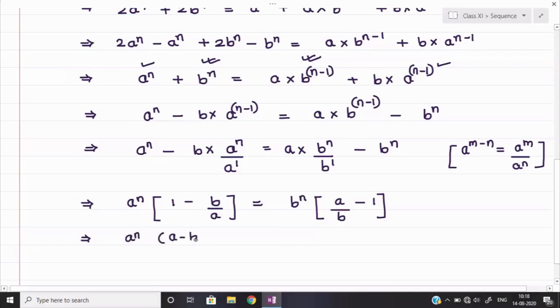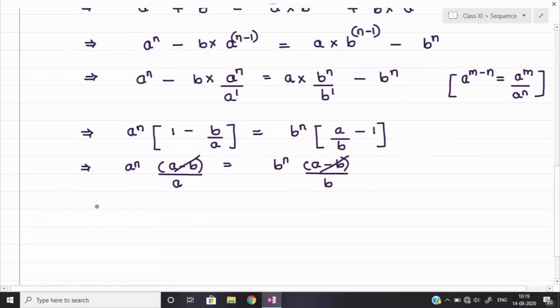This will be a minus b upon a is equal to, this will be b to the power n, and this will also become a minus b. Observe, if I cross multiply and solve it, it will become a minus b upon b. A minus b and a minus b got cancelled. So what is remaining here? A to the power n upon a to the power 1. That is only remaining here. I can say this is a to the power 1, and similarly b to the power n upon b to the power 1 is remaining, right?